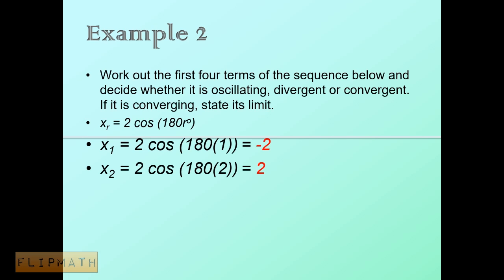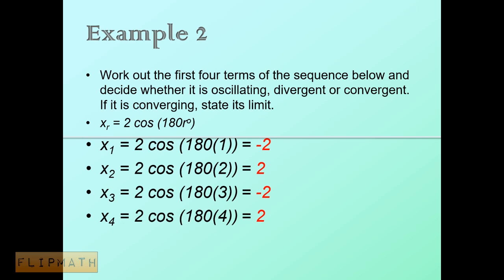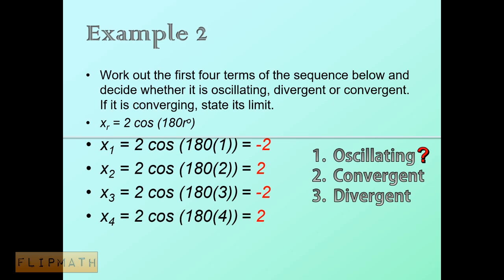If I do 2 cos(180 times 2), pop that in your calculator, do your 180 times 2 to give you 360 first, and then do 2 cos 360, you'll find that that's +2. When I do it for 3 and 4, you'll see that it goes -2, +2. Once you've got that done, you can decide whether it's oscillating, convergent, or divergent. Well, if you look at it, it goes -2, +2, -2, +2. You could draw that in a little graph for yourself, but you'll see that it bounces back and forward between positive and negative, and therefore that makes it oscillating. And that is an oscillating series, and many trig functions are oscillating series.